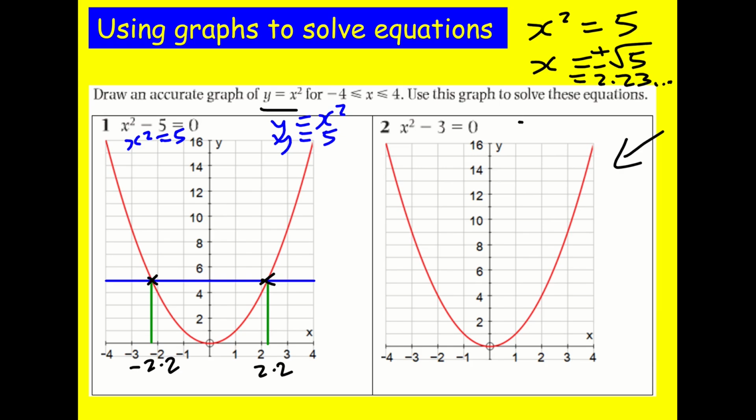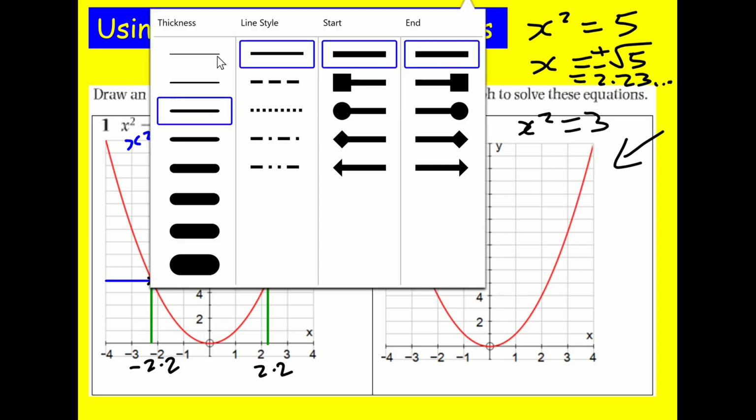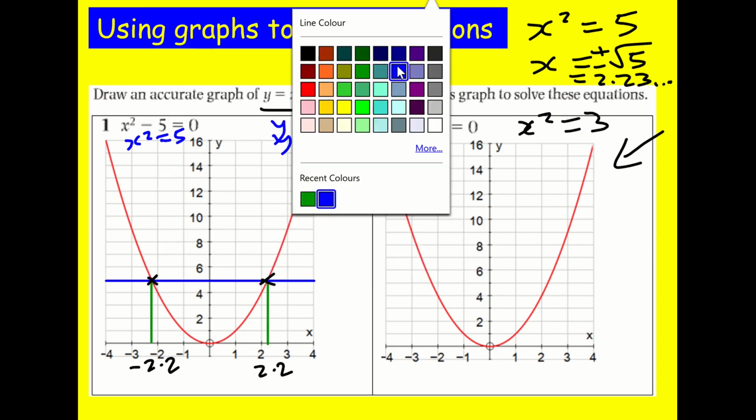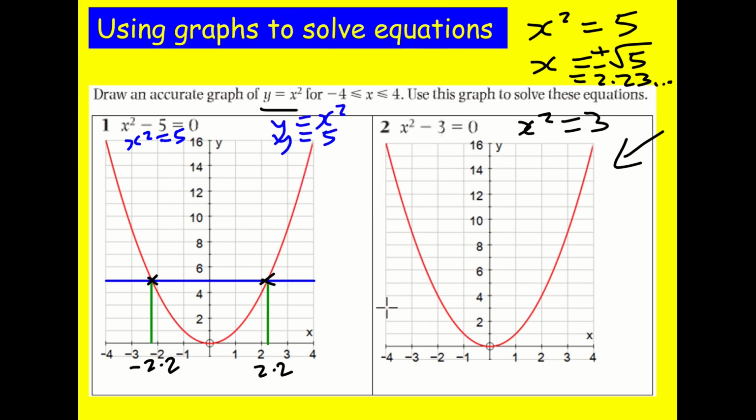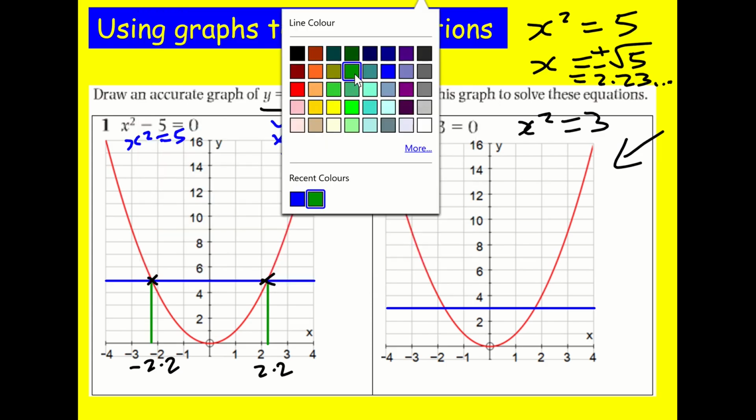So for this one, I would rearrange it to x squared equals 3, and then I would draw the line y equals 3 on there. So another horizontal line. I'm going to do it in blue, but this time at 3. And then where it intersects the graph, I'm going to put a green line coming down.